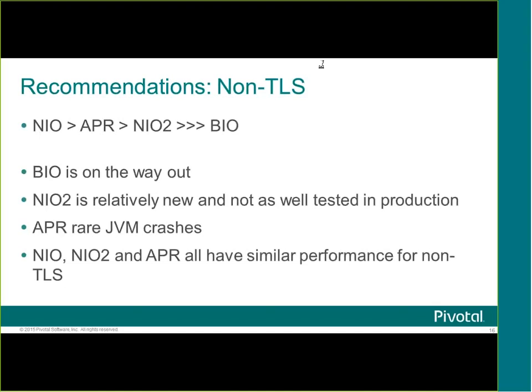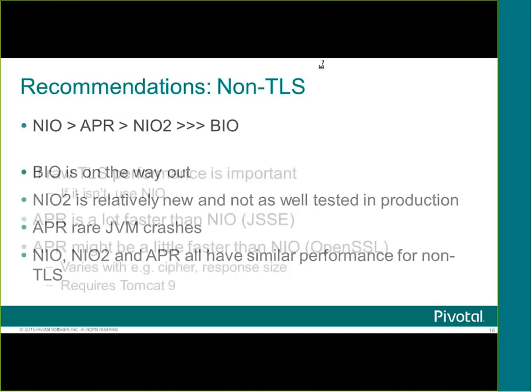So looking at those three, given a completely free choice, I would pick NIO. If you're absolutely desperate to squeeze every last drop of performance out of your system, then I'd test your app with all three of them and pick the one that works the best. Whilst NIO2 and APR do have small disadvantages, those disadvantages are certainly nothing that would prevent me running it in production if it was the best option for my particular application. And as I say, it will vary from application to application.